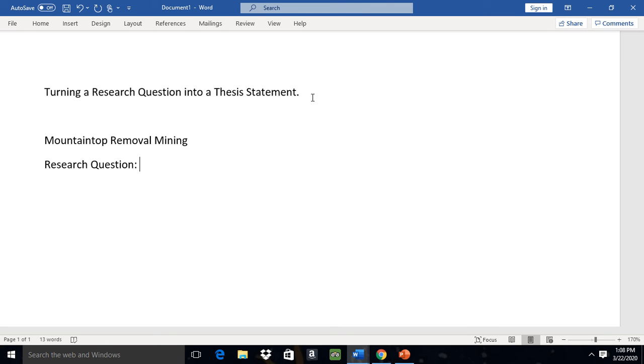could be something like, what are the effects of mountaintop removal mining on the environment in Appalachia? Now, after you do the research question, before you would move on to creating your thesis statement, you're going to be doing all of your research, or at least a lot of your research.